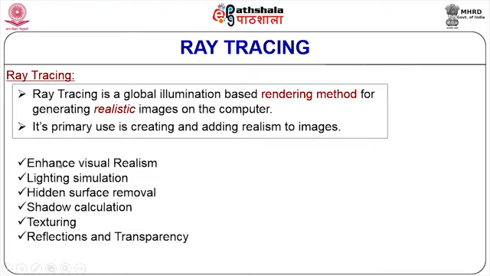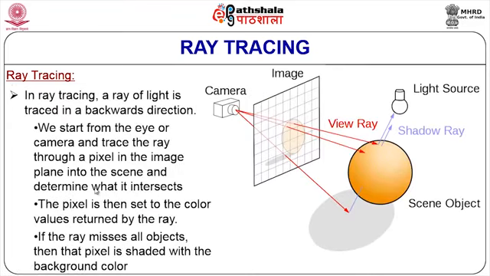Ray tracing is a global illumination based rendering method for generating realistic images on the computer. So, adding realism is so fundamental and it is the ultimate objective. The advantages of ray tracing are enhanced visual realism, lighting simulation, hidden surface removal, shadow calculation, texturing, reflections and transparency. As you can see here, the principle of ray tracing is to calculate the amount of light that reaches a given pixel position.